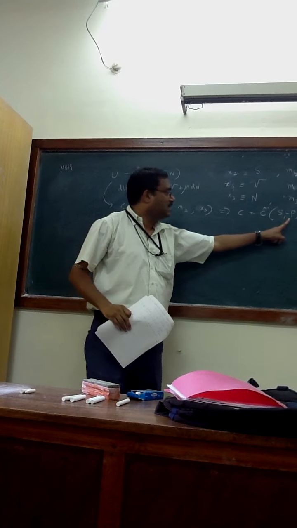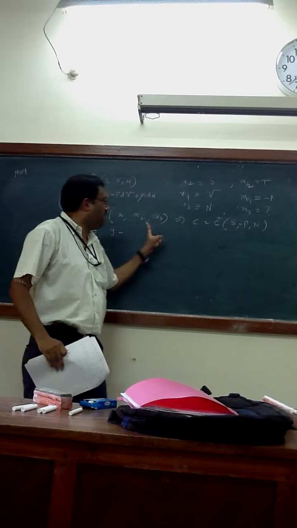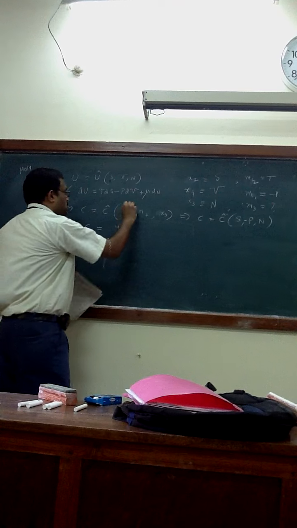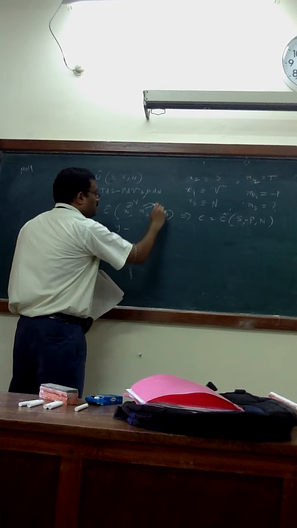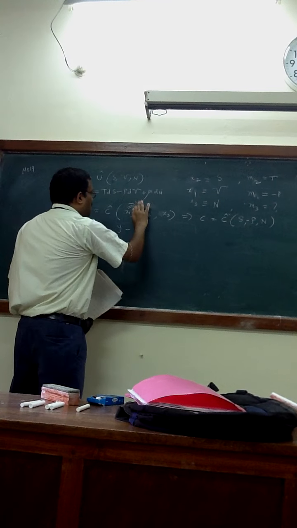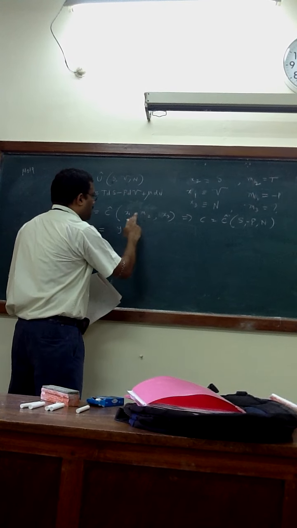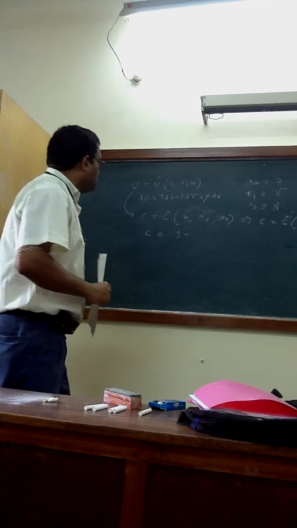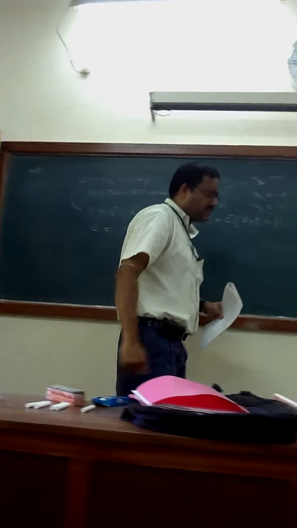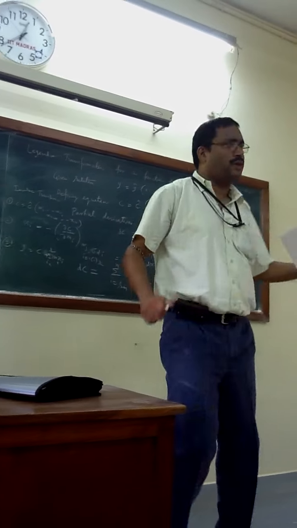So in that case, your x1 will be V, right? This is equal to V. M2 is equal to, sorry, I am changing x1, M2, x3. Okay, x1 is what? Which am I changing? X1 to M1.